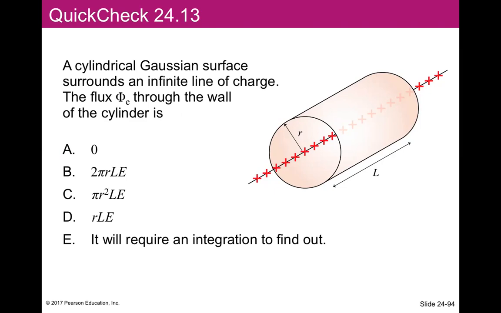Okay, now the flux through the wall, which is a curved surface, is that 0 or non-zero? Now we're talking about the flux on the side wall. Will that be 0 or not? Are there any field lines going out of or going in through this? Yes. So it will be a positive number.